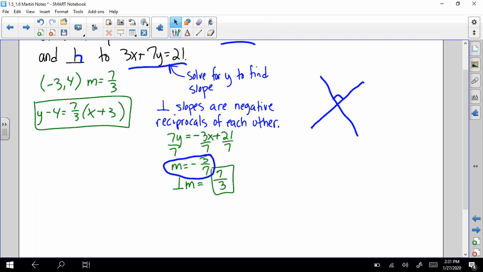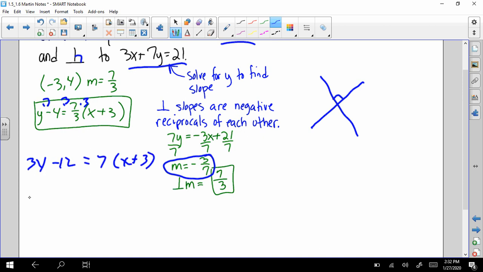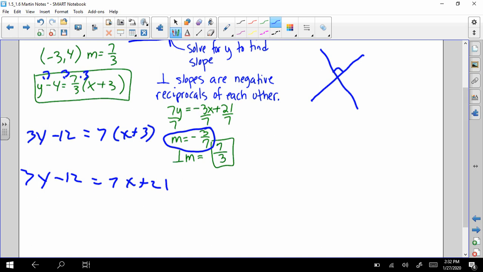And like we just saw, if I have point slope form, I can do all kinds of things like clear my fractions and get 3y. Multiply by 3, multiply by 3, and multiply by 3, get 3y minus 12 equals 7 times x plus 3. 3y minus 12 equals 7x plus 21. I can use this information to write standard form or keep going to slope-intercept form.